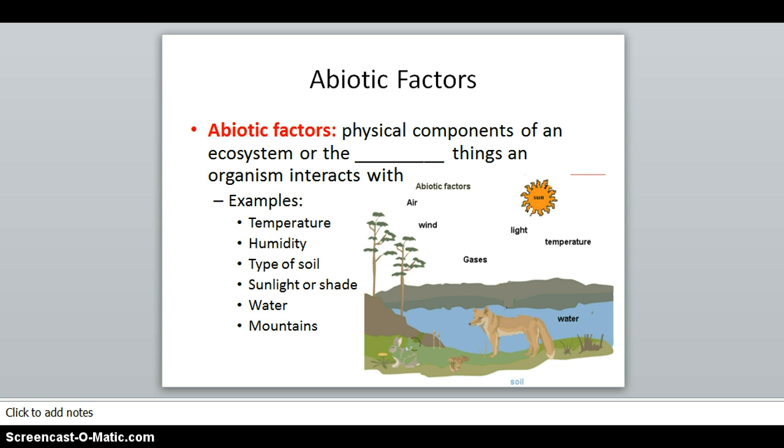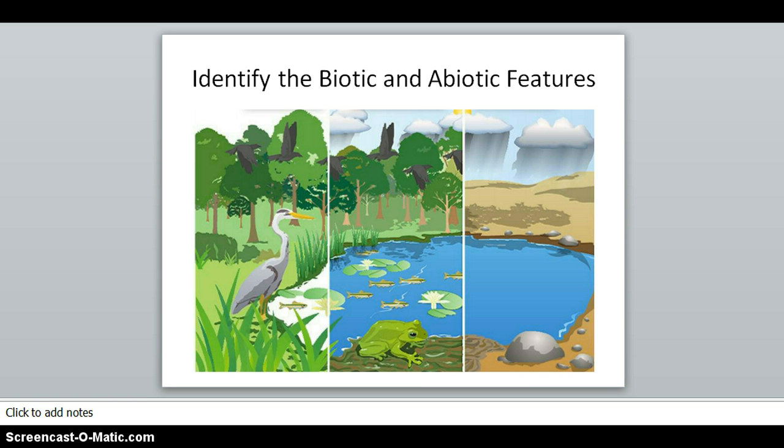Some things in the environment are a little tricky to put into just one category. A tree is a living thing that can provide shade, so while the tree itself is a biotic factor, it produces shade, which is an abiotic factor. So it's hard to put a tree that provides shade into just one category. Looking at this picture, make a list of the biotic and abiotic features that you see.